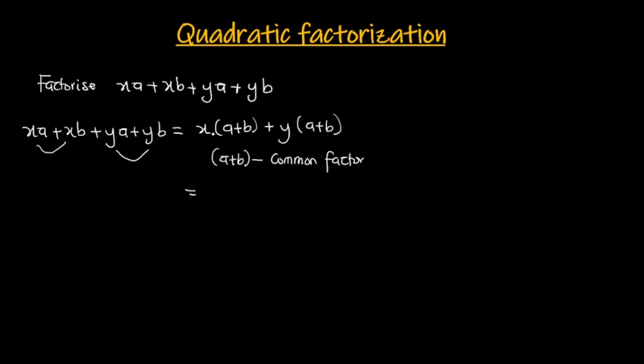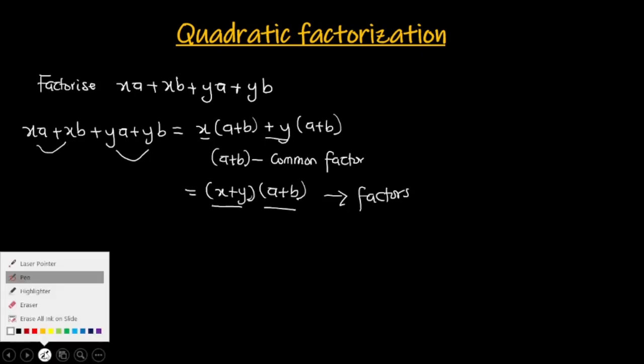So from the top over here, we write this and this together as one factor, so it becomes x plus y. Then we repeat one of the common factors, that is a plus b. So these two become our factors. This is what we call the factors of this particular expression.